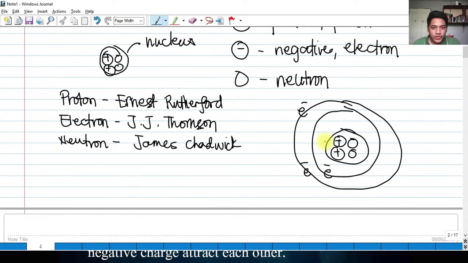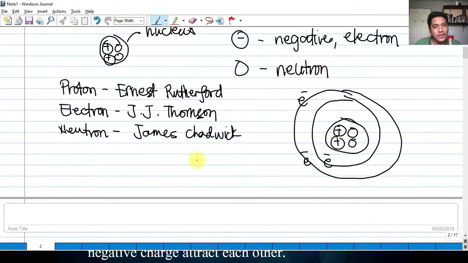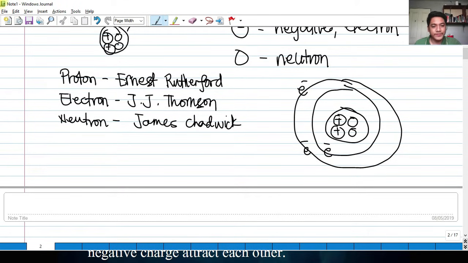Okay? So that's why we have covalent bonding and ionic bonding. That is the transfer of electrons. Okay? That involves the sharing of electrons in terms of covalent, and in terms of ionic, it gives off its electron. Okay? So that is the electron, not the proton and the neutron.